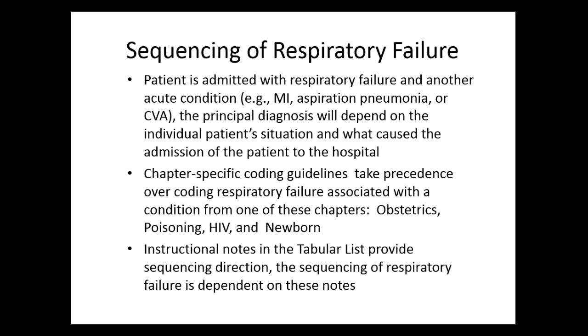The following chapter-specific coding guideline takes precedence over code 518.81 when coding respiratory failure associated with a condition from one of these chapters: obstetrics, poisoning, HIV, and pneumonia. When the instructional notes in the tabular list provide sequencing directions, the sequencing of the respiratory failure is dependent on these specific notes.